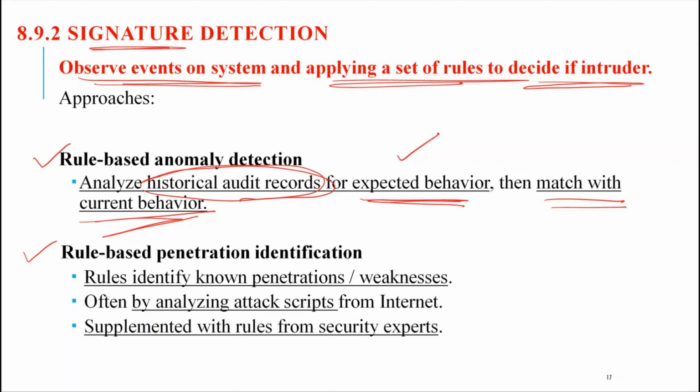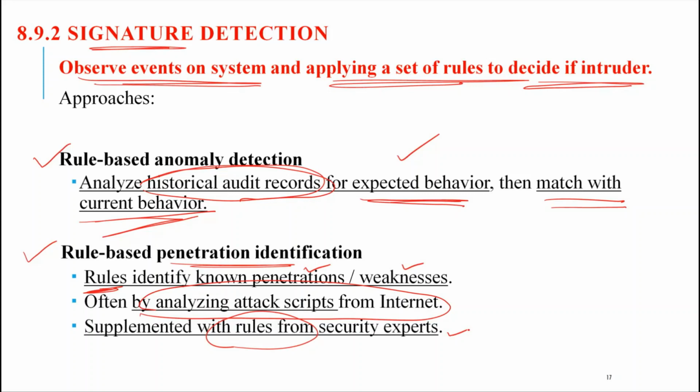Rule based penetration identification. So what does this mean? Here rules identify known penetration weaknesses. So here you are going to use a set of rules to identify the penetrations or the weaknesses of your system. Then you are going to analyze the attack from the internet, supplemented with rules from the security experts. So who is going to give these rules? The rules will be given by the security experts.